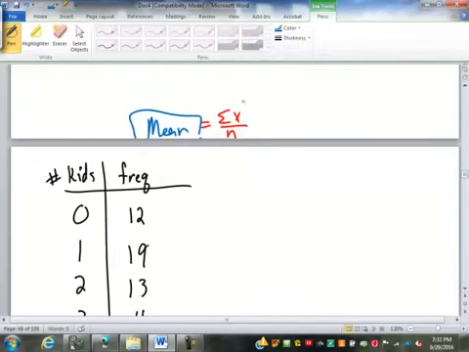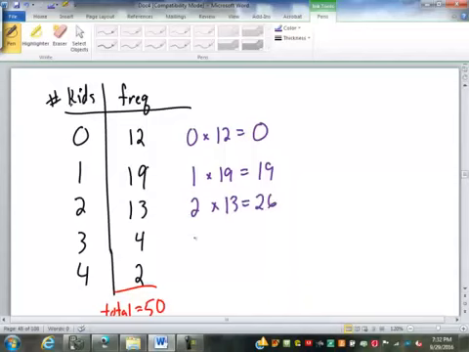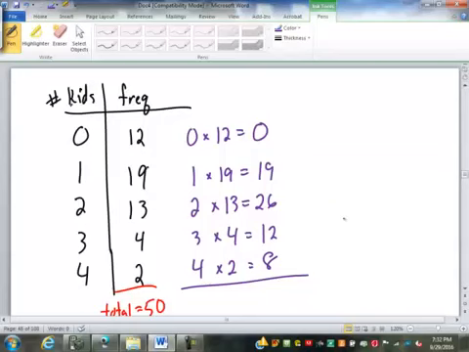Now to find the total, adding up each value. Not as difficult as it looks. How many zeros are there? 12, right? Well, 12 zeros adds up to a total of 0, right? 0 plus 0 plus 0. So I'm taking the number times its frequency. 0 times 12 is 0. I have 19 ones. What does that add up to? 19. 1 times 19 is 19. I have 13 twos. That's going to be 26. Yeah, 2 times 13 is 26. 4 threes, sorry. 3 times 4 is 12. Good. And 4 times 2, 8. So that's going to add up to 65.